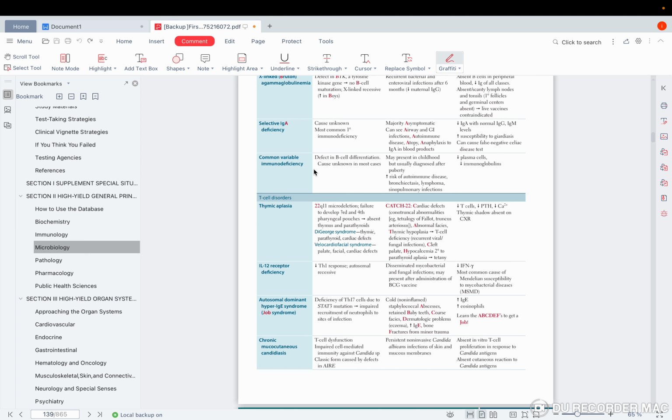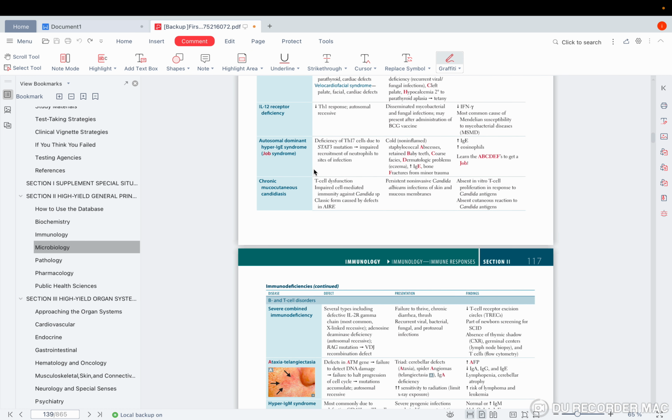Disseminated fungal and TB infection. Yes, why? Because they cannot make what? They cannot make granuloma. Guys, since these patients are at high risk of TB, should we give them the vaccine for TB? Should we give them the vaccine? No way in hell, don't give them the vaccine.